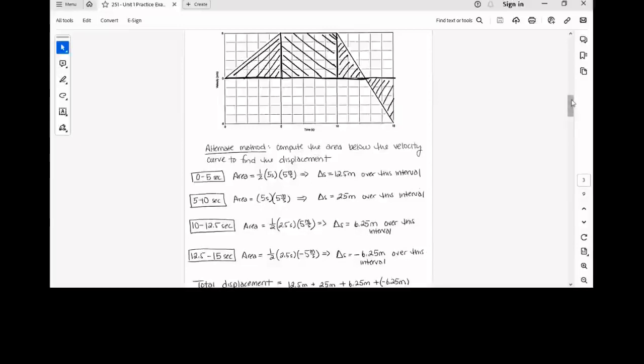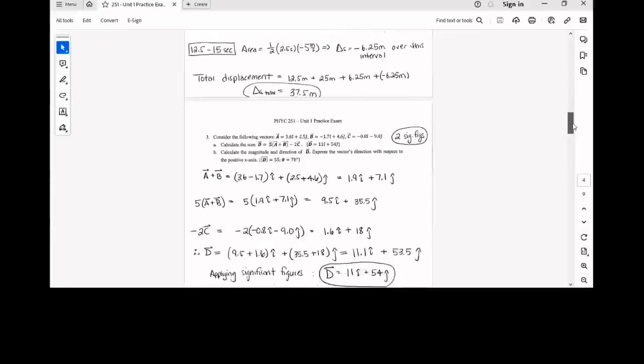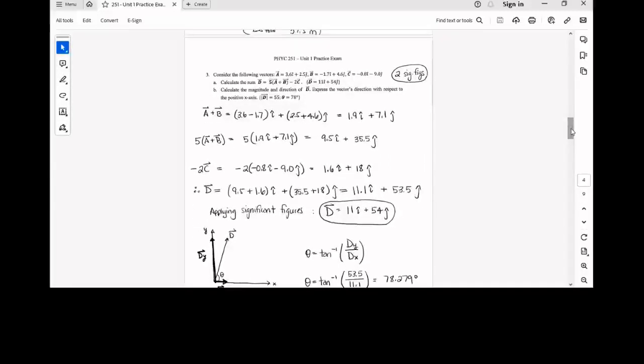If you add all of those quantities together, you have the same total displacement as what we saw with the previous method. So it demonstrates that both of those methods will work. Whichever one makes the most sense to you is the one that you should stick with.